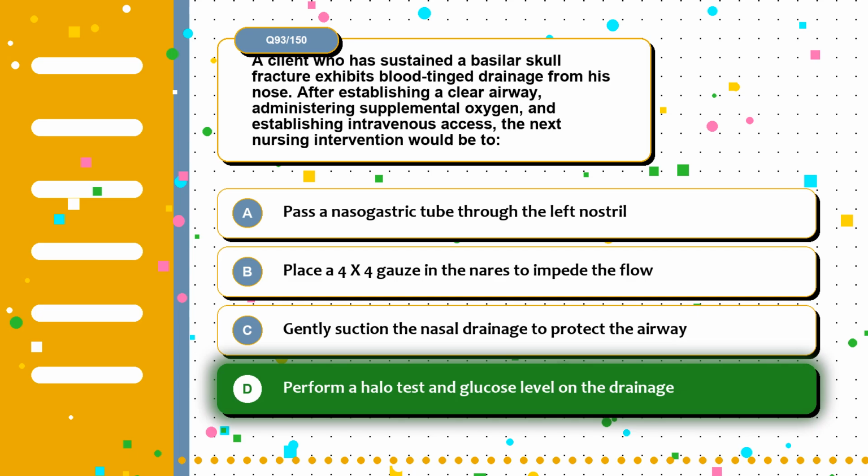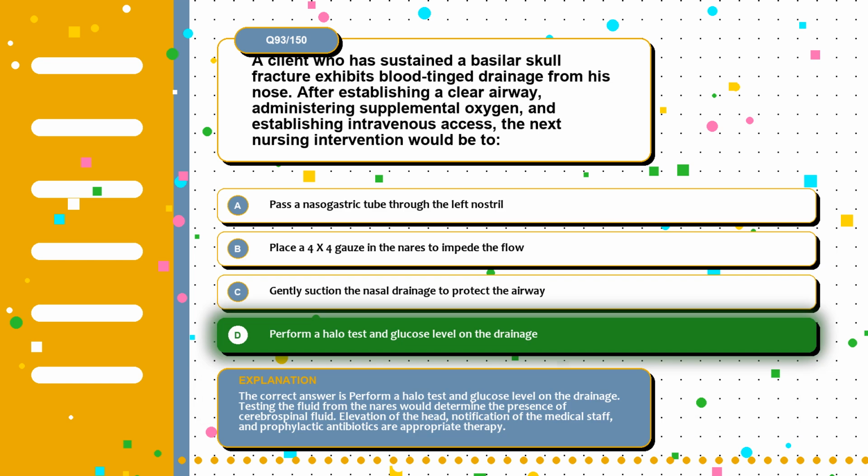The correct answer is option D, perform a halo test and glucose level on the drainage. Testing the fluid from the nares would determine the presence of cerebrospinal fluid. Elevation of the head, notification of the medical staff, and prophylactic antibiotics are appropriate therapy.